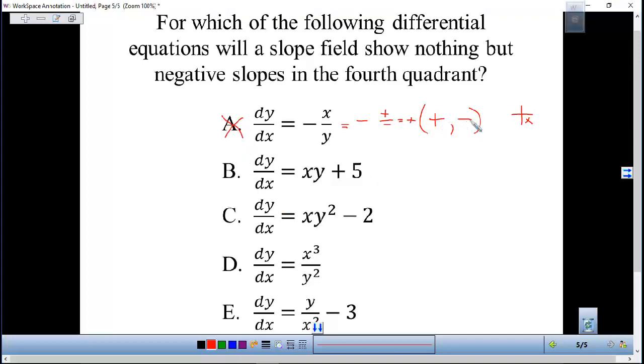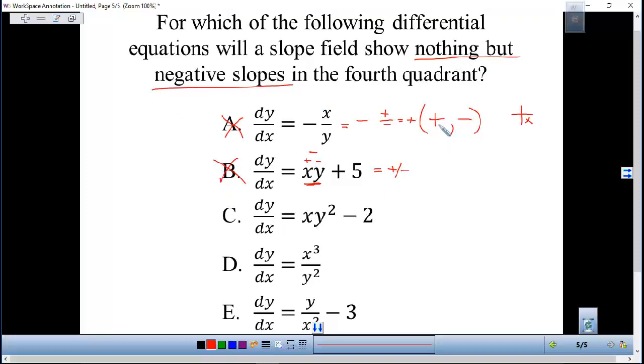All right, if we have a positive and a negative here, we have a positive times a negative, which is going to give us a negative. And then we add 5. Well, it depends. If this product of x times y is greater than 5, it's going to be negative. If this product of x times y is less than 5, it's going to be positive. So this one is sometimes positive and sometimes negative, and we're looking for nothing but negative slopes. So we know that one's not it.